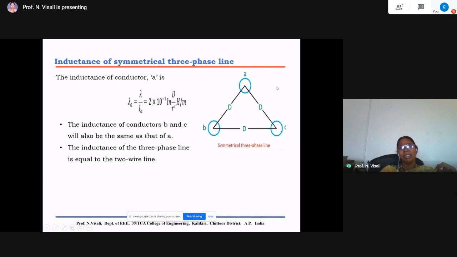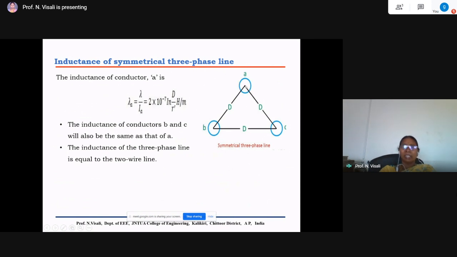Then the inductance of three conductors which are symmetrically placed. Symmetrically placed means the distance between any two conductors is the same and they are equally displaced. With this type of symmetric connection, what will be the inductance? That can be calculated similarly, as flux linkages divided by the current passing through the conductor. These are similar conductors, equally displaced, so individually we can calculate the inductance.